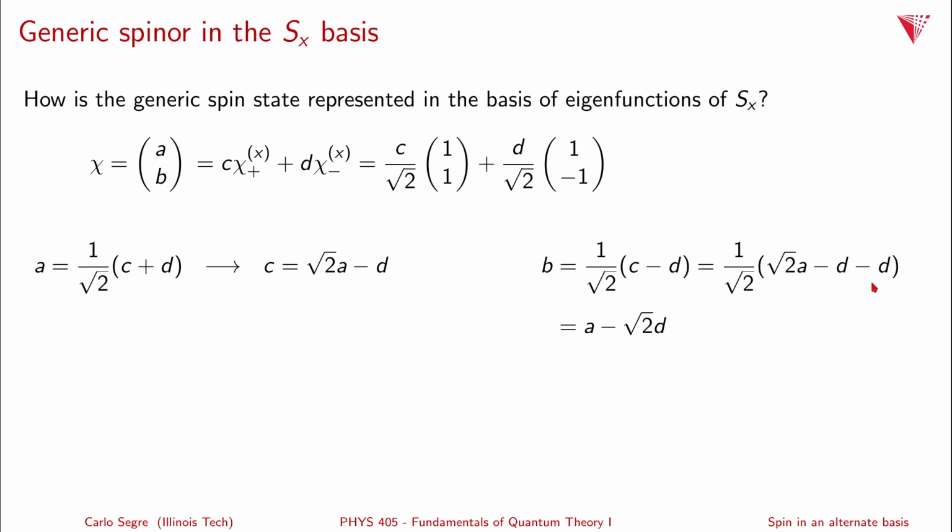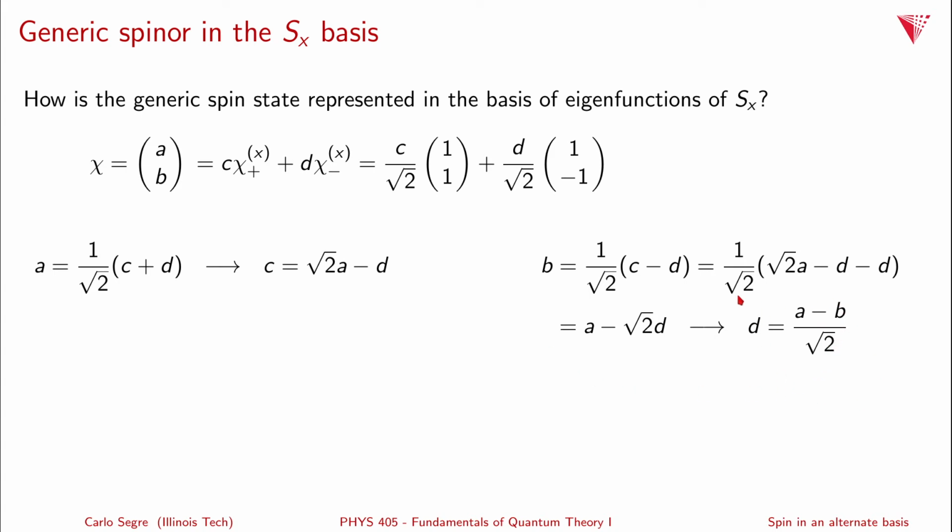And then if I divide through by the square root of 2, I have a minus the square root of 2d, or d is equal to a minus b over square root of 2. Just rearranging this, because this is equal to b, I can bring the a over to the other side, and the square root of 2d over to this side, and I get a minus b over square root of 2.